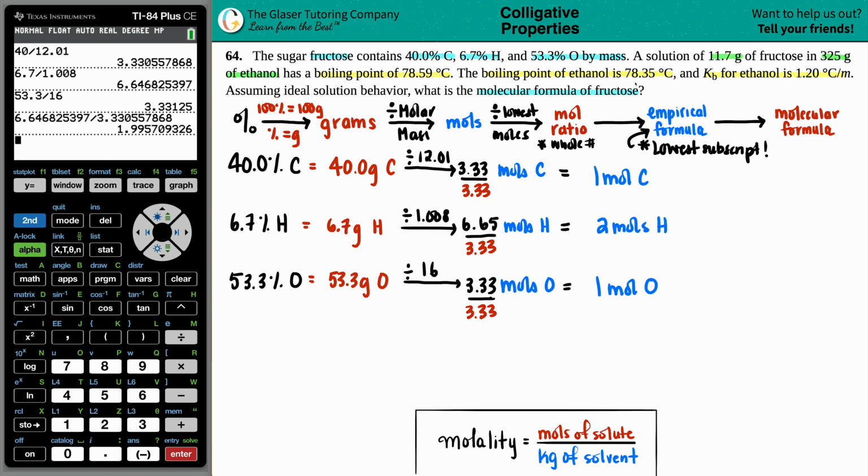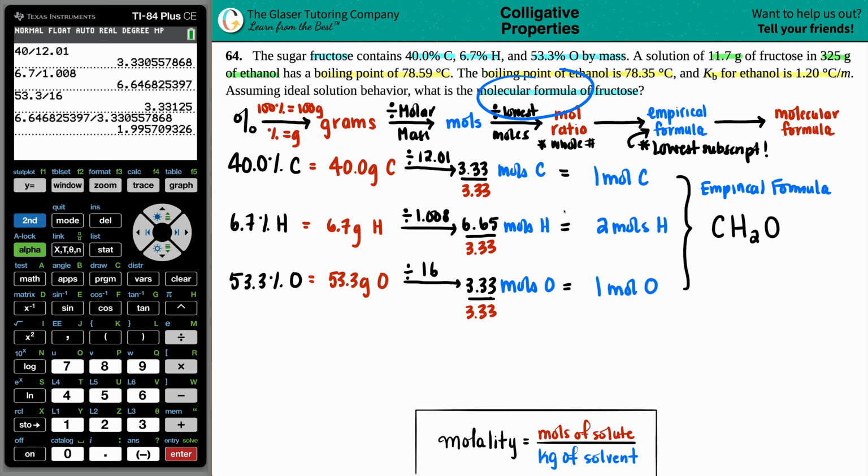So now the empirical formula is just putting all of these together. So I have 1 carbon. I could put the 1 there, but I don't have to. 2 hydrogen, so I have to put a 2 here, and then an oxygen, 1, but you don't have to. And voila, we have the empirical formula.